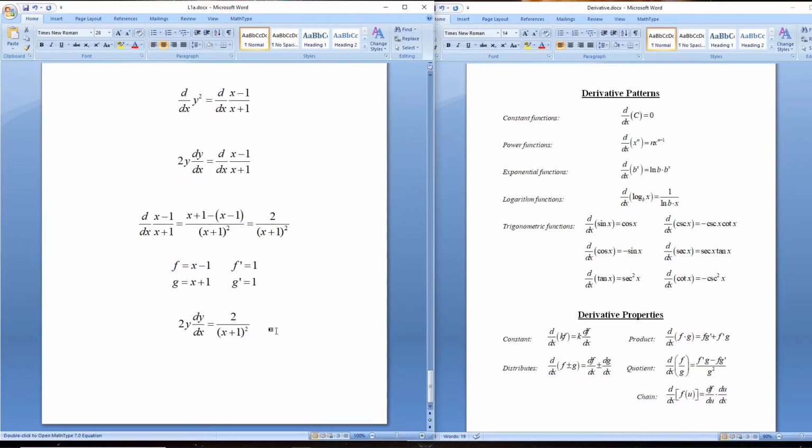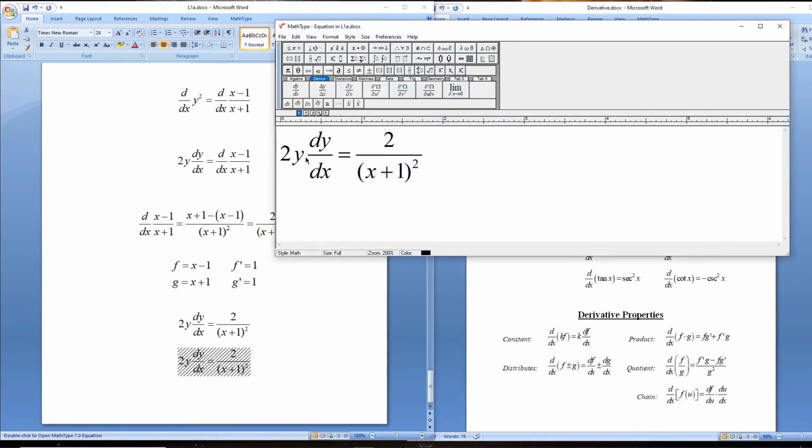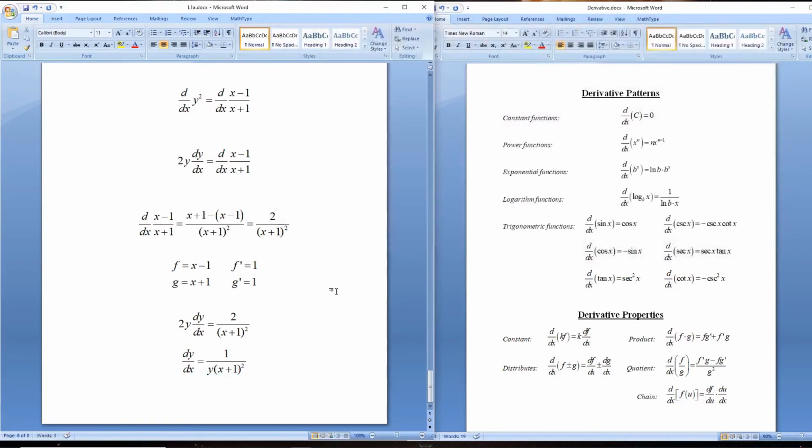And then to solve, we're just going to divide by 2y. So if we divide both sides by 2, that'll cancel out this 2 over here. And divide both sides by y, we'll stick it around here somewhere. And there's our derivative.